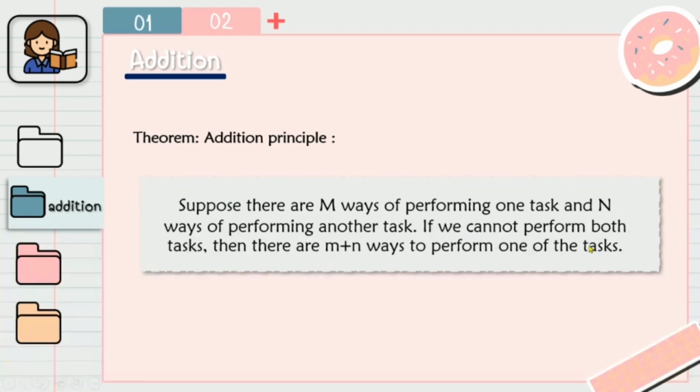The addition principle says, and you can see this little box here. There are m ways of performing one step and n ways of performing another step. If we cannot perform both steps, then there are m plus n ways to perform one of the steps. Okay, let's think of the first example.